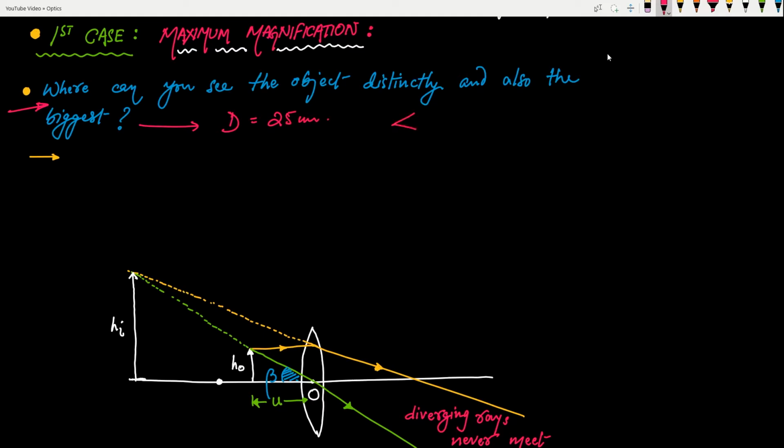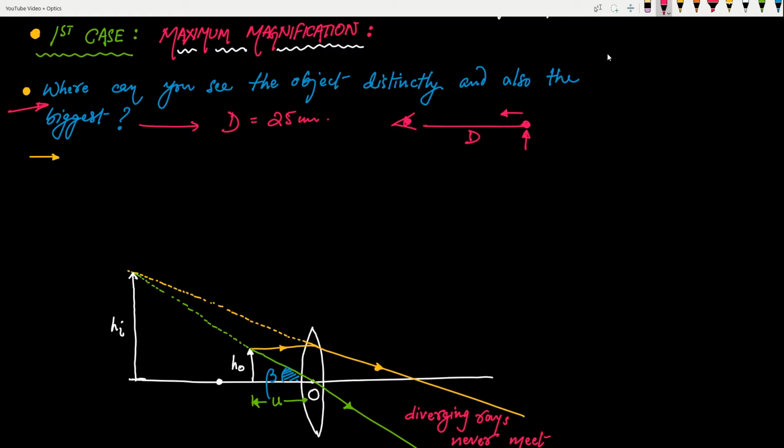Now, if this is our eye, and this is the distance of distinct vision, then if we bring the object closer to the eye, what will happen? The object will become bigger than that, but it will be hazy. That is, the clarity will decrease. The clarity and the size are maximum at this point. Okay, this is the distance of distinct vision.